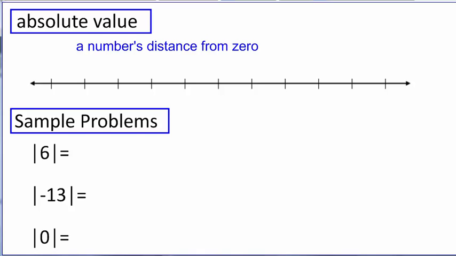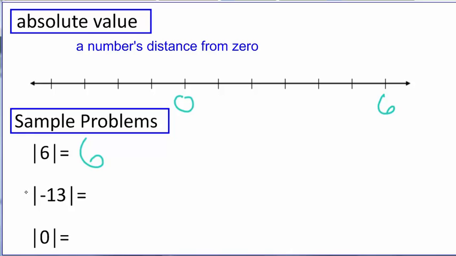The absolute value of a number is a number's distance from 0. So if I have 0 right here, and I want to find the absolute value of 6. These signs here that are around the 6, those are the signs for absolute value. So if 6 is right here, and I want to find the absolute value of 6, well, I know that 6 is 6 units away from 0, so the absolute value of 6 is just going to be 6.